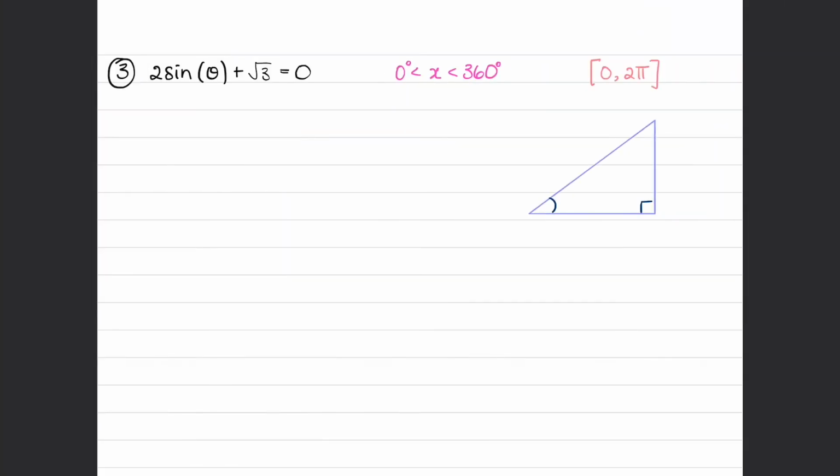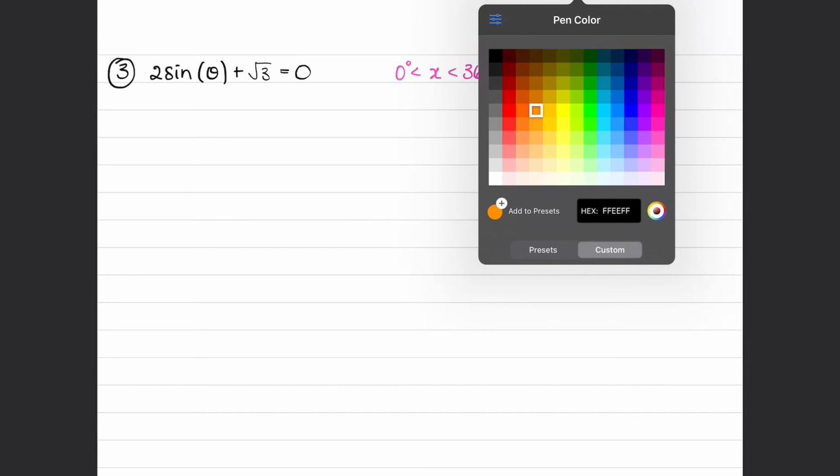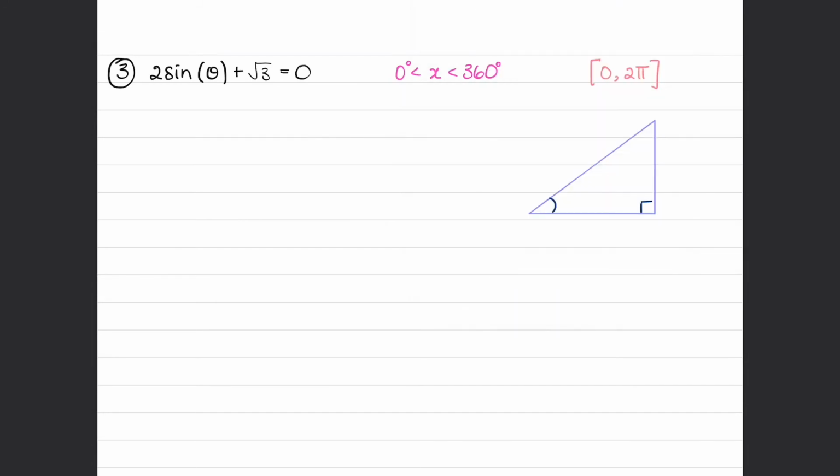Now moving on to the third question. This one's going to require a little bit more work on our part before we actually go in and try to solve it. So what I'm going to do is start by moving this square root of 3 to the right hand side. That's going to give me 2 times sine of angle theta is equal to negative square root of 3. Now dividing both sides by 2, that's going to give me sine of angle theta is equal to negative root 3 on 2.